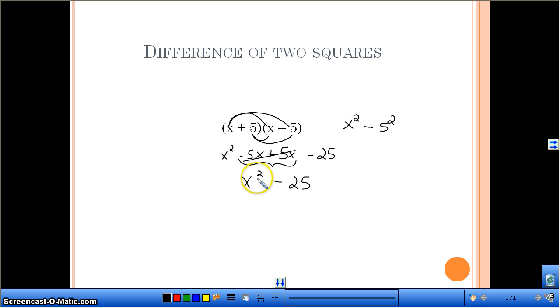X squared is x squared. And 5 squared is 25. So sort of a shortcut there for you.